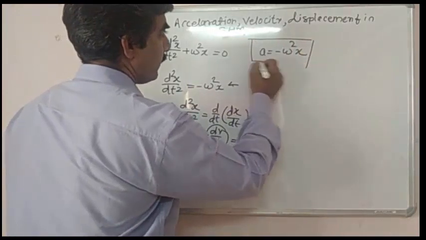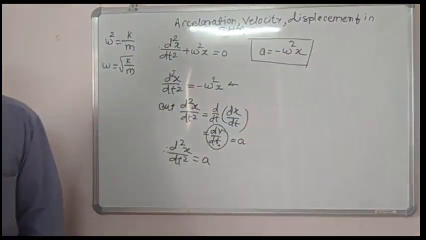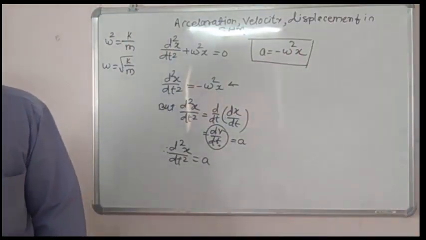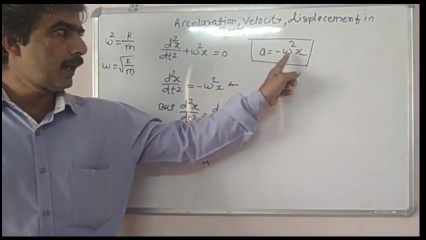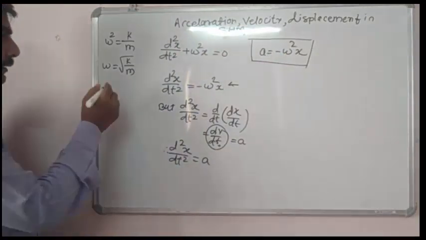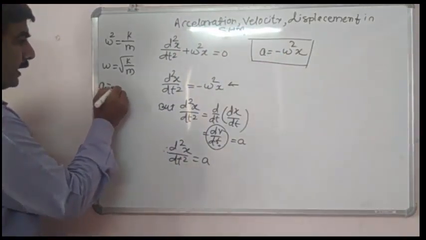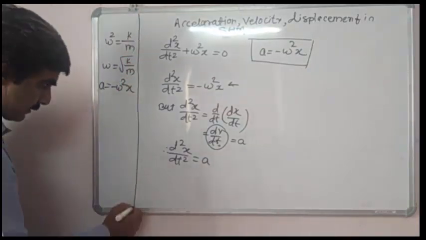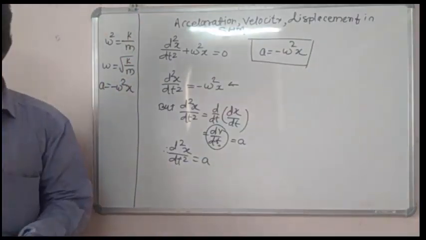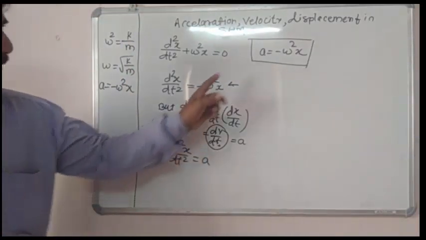This is our first equation for acceleration in simple harmonic motion: a equal to minus omega square x. See, the equation becomes a equal to minus omega square x. Now see next, we have to find the equation for velocity v.